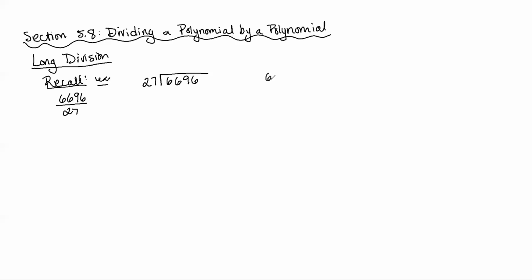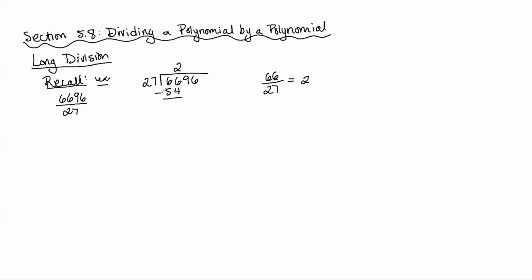So I'm going to take 66, and normally you don't write this all off to the side, but we're going to be doing this with polynomials, so I'll do it for this one. So we're going to take 66 and divide it by 27. So it's going to go into 66 twice. So that 2 goes up top. And then if you remember, we're going to multiply. So 2 times 27 is going to give us 54.